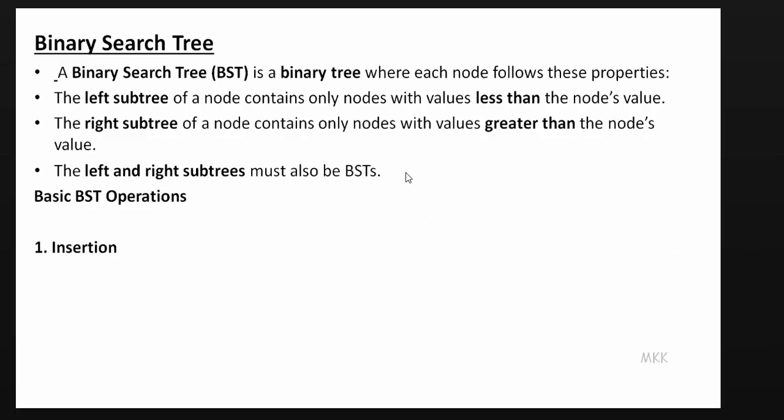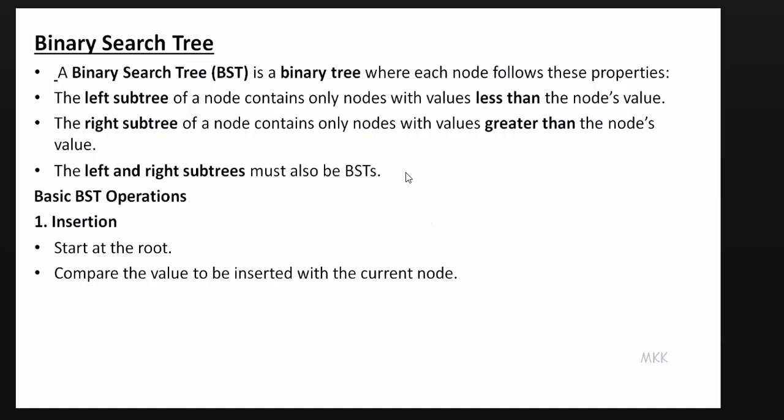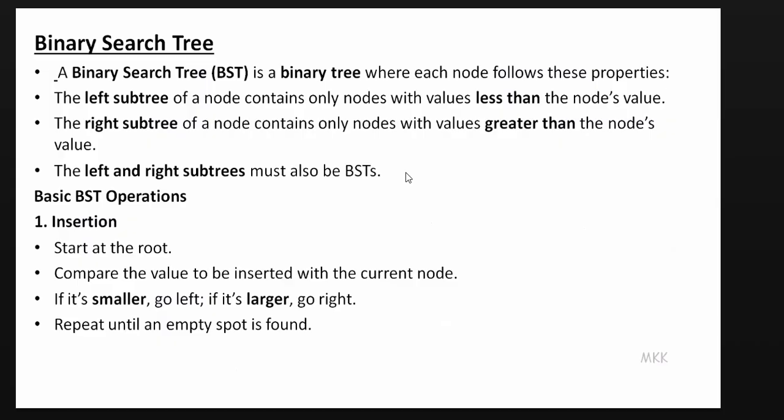So the basic BST operations are, first, insertion. We can insert a value by starting at the root and comparing the value to be inserted with the current node. If it is smaller, go left. If it is larger, go right. So while inserting in a BST, we start from the root. If the value you want to insert is smaller than the current node, it will go to the left side, and if it is larger, it will go to the right side. Repeat until an empty spot is found. This is how a binary search tree works in the insertion operation.